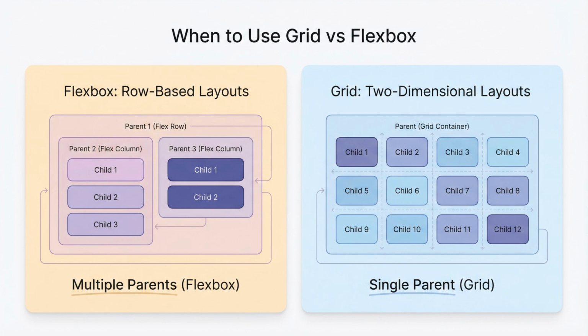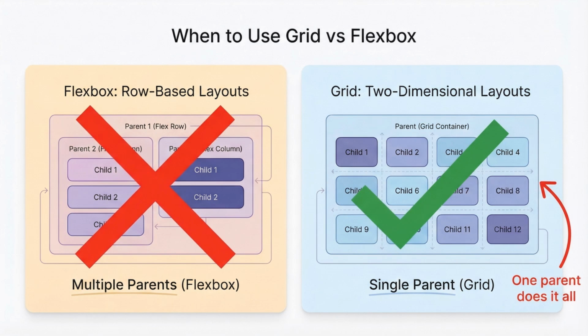Here's the key difference. With Flexbox, if you want 3 items per row, you have to wrap every group of 3 in its own parent container. That gets messy fast. With Grid, a single parent handles everything, no matter how many children you have. The grid automatically places them into rows and columns as you define. That's a huge advantage for divided layouts.